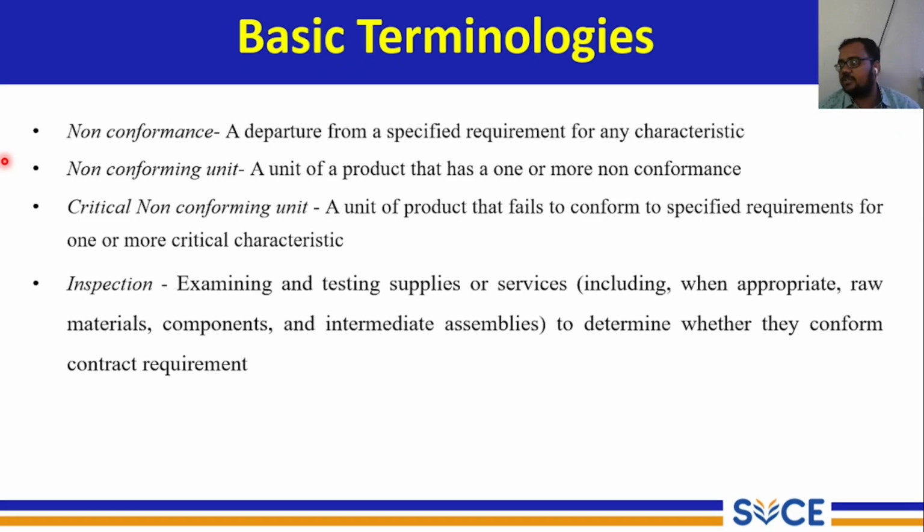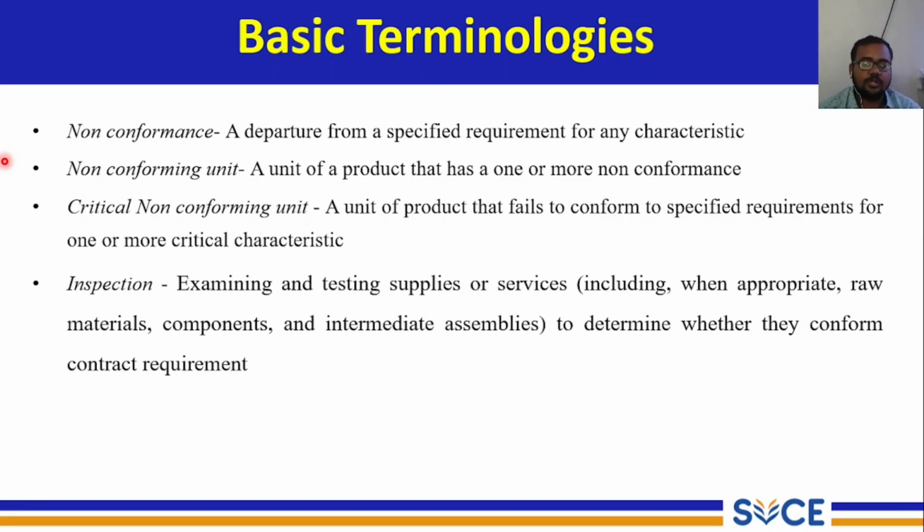A few of the basic terminologies of the concept of sampling. The first one is non-conformance. Non-conformance refers to any deviation from a specific requirement for a characteristic of a component. For example, if we measure a characteristic called length, or a characteristic called weight, and there is a deviation from the required standard measurement, you call that a non-conformance.